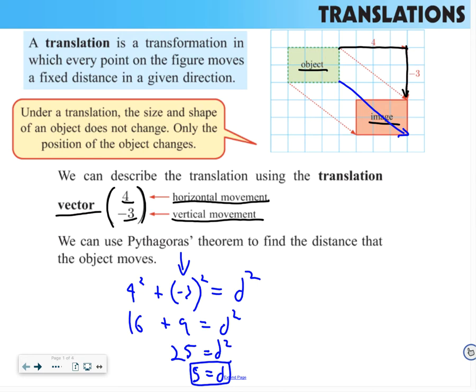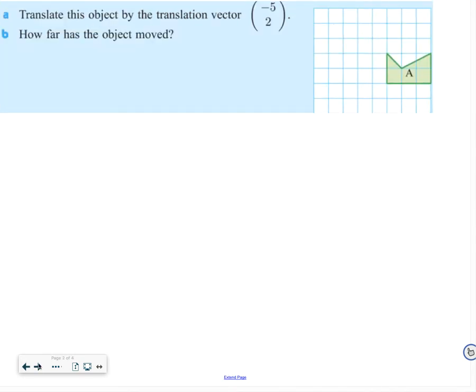Okay, let's look at another example here. So translate this object by a translation vector of -5 and 2. So when I think of -5, that's my horizontal translation. So I'm going to go over 1, 2, 3, 4, 5. Okay, and I'm going to go vertically up 2. So that's 1, 2. So I'm just thinking about moving this one point. So that one point moves right here.